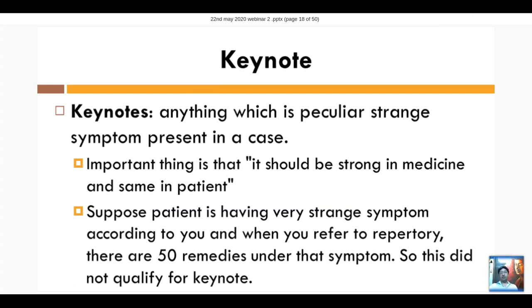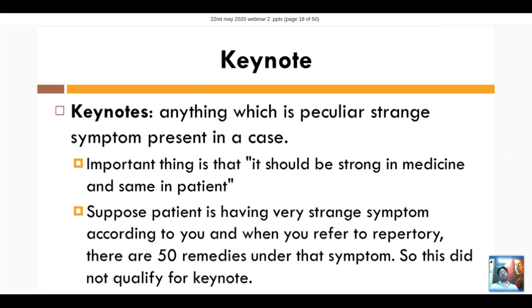An important thing to understand here is that it should be strong in the medicine and strong in the patient. Suppose the patient has a very strange symptom according to you. You think the symptom is very peculiar, very strange. But when you refer to the repertory, there are 50 remedies under that symptom.